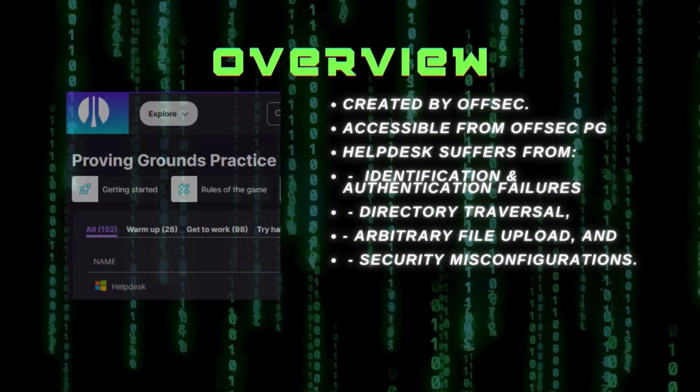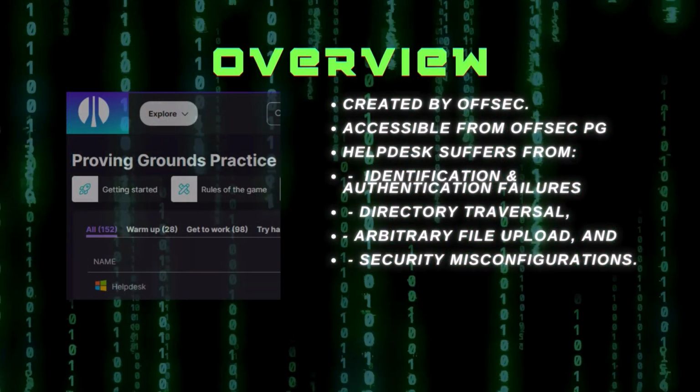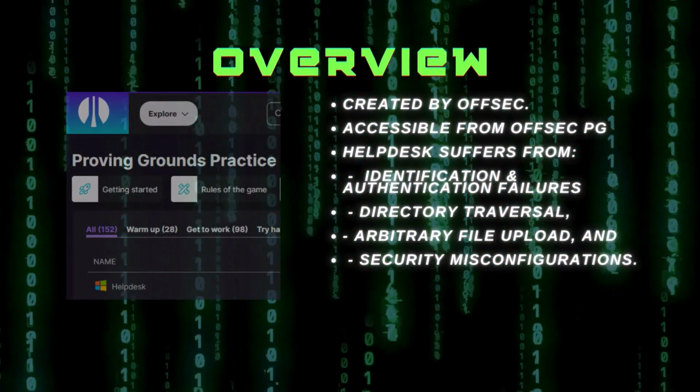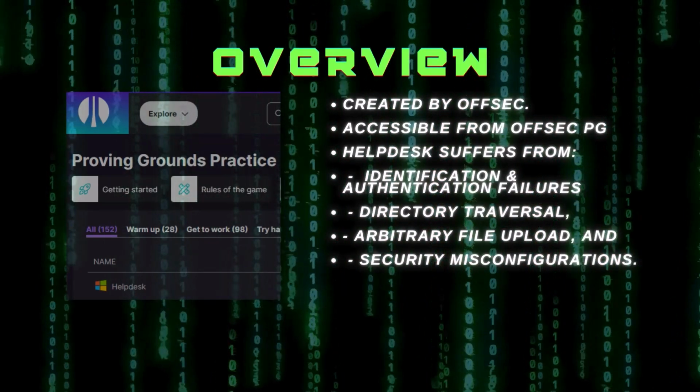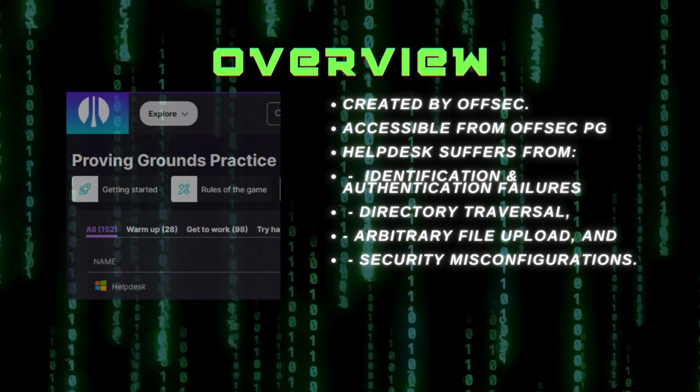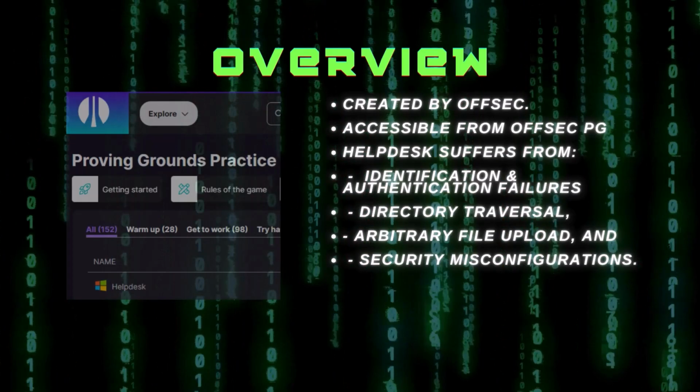Helpdesk is a vulnerable host created by OffSec to allow users to practice ethical hacking techniques. This virtual machine is downloadable from VulnHub and also accessible from the OffSec Proving Grounds virtual training lab. Helpdesk is affected by identification and authentication failures due to default credentials, directory traversal, arbitrary file upload, and security misconfigurations due to Service Desk running as SYSTEM.